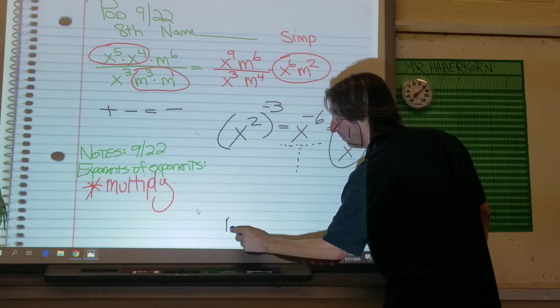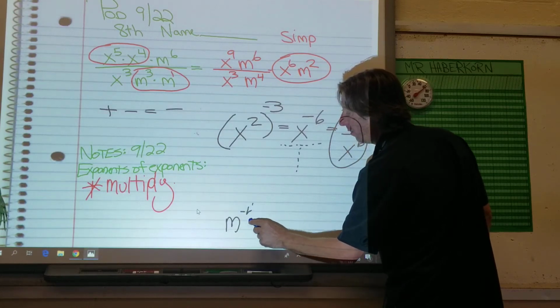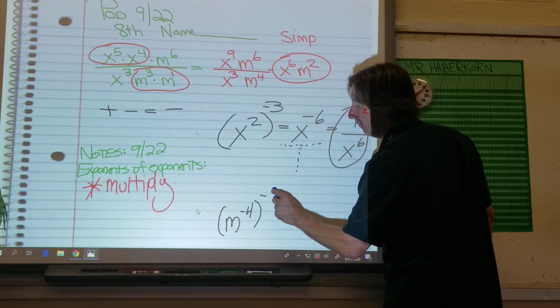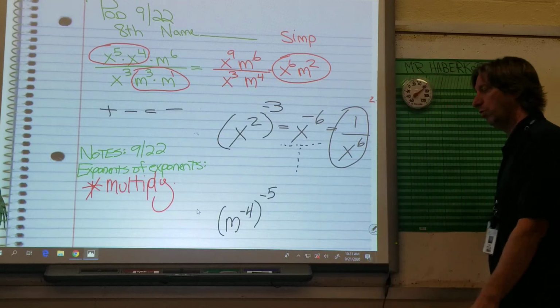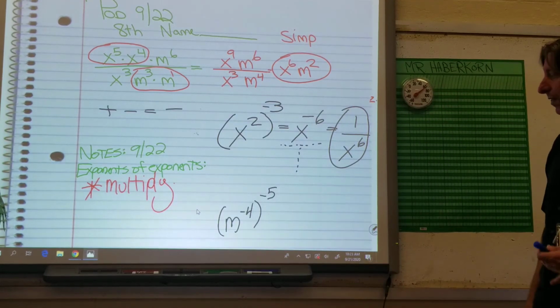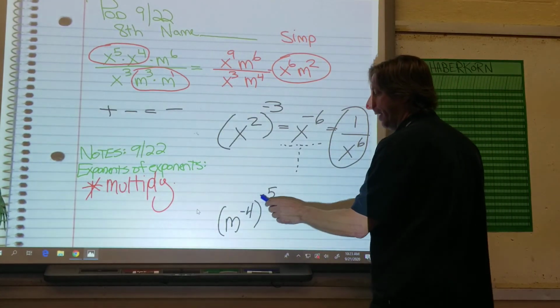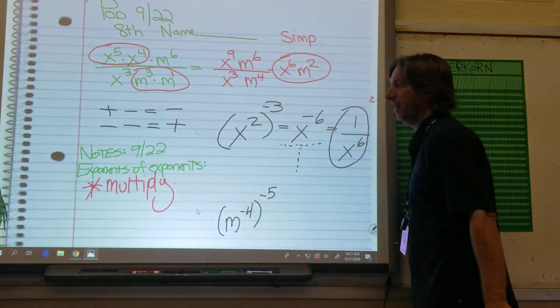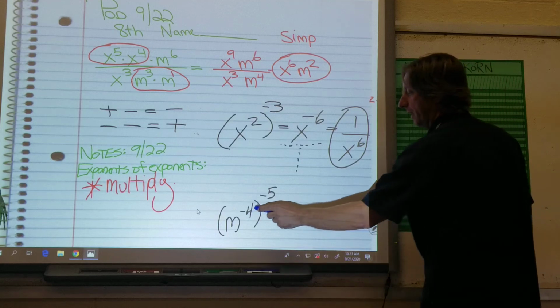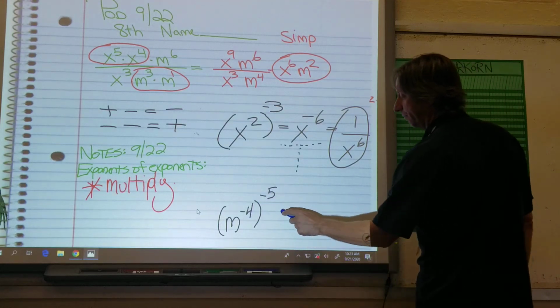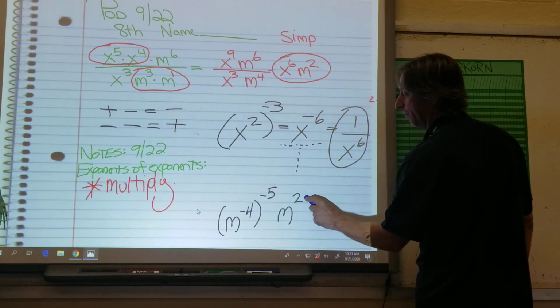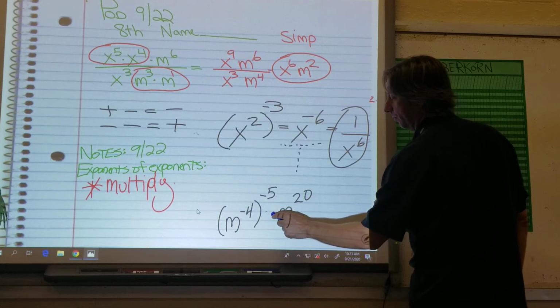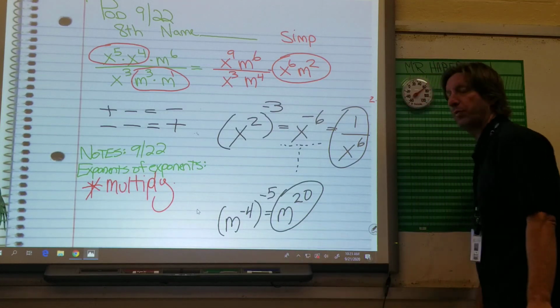What if they were both negative? What if I had m to the negative fourth to the negative fifth? What do we do there? Well, we got to think back to 7th grade. A negative times a negative is going to equal a positive, right? So negative 4 times negative 5, positive 20. And that's as far as we need to go.